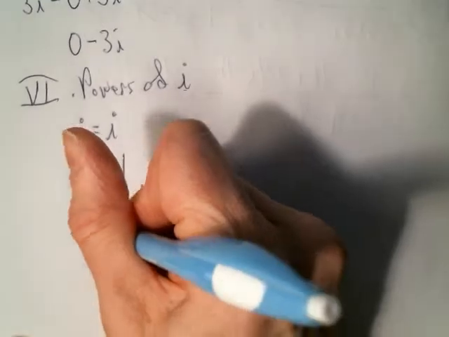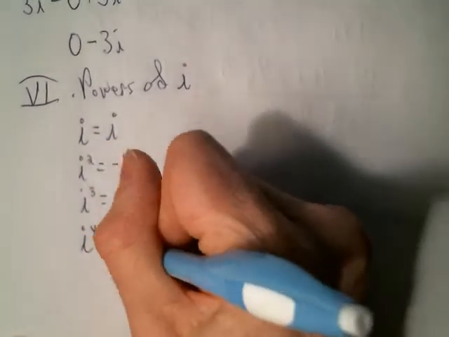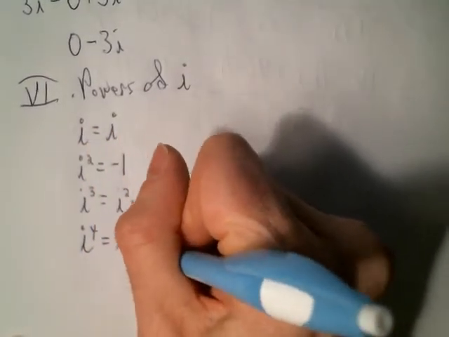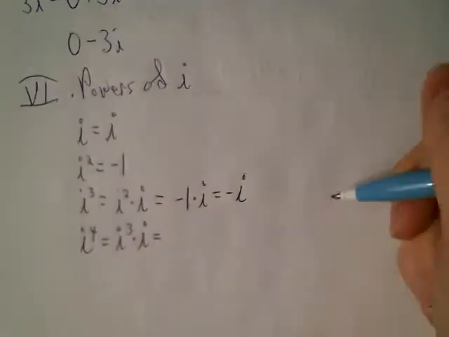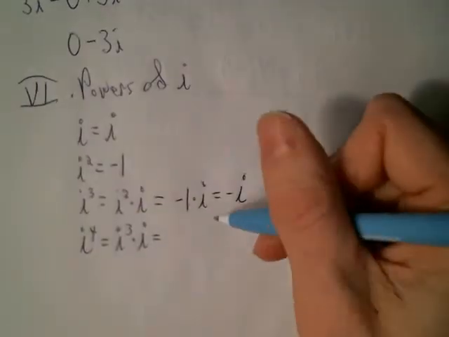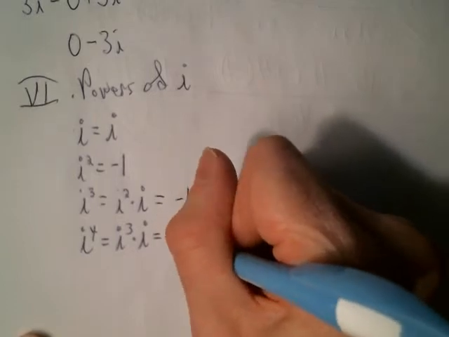Let's look at i to the 4th. So i to the 4th I can think of as i cubed times i. i cubed I just found was negative i.